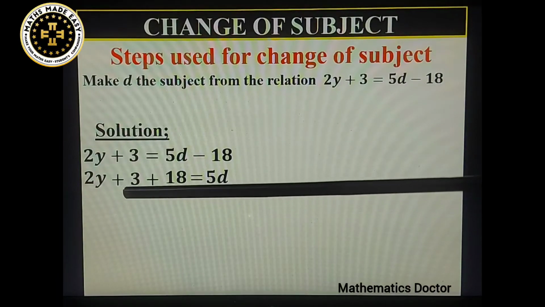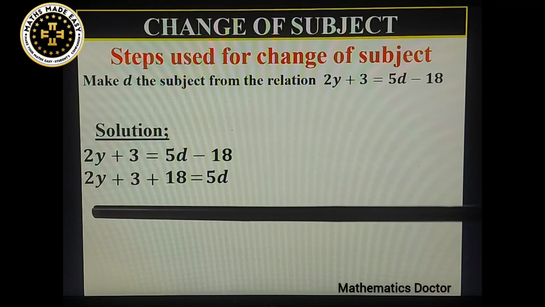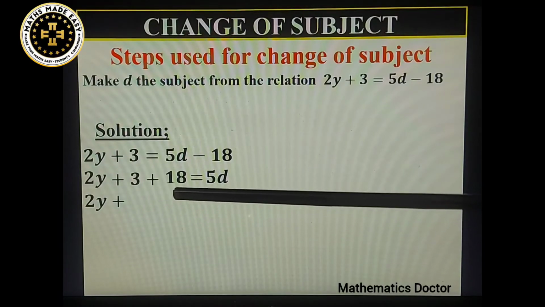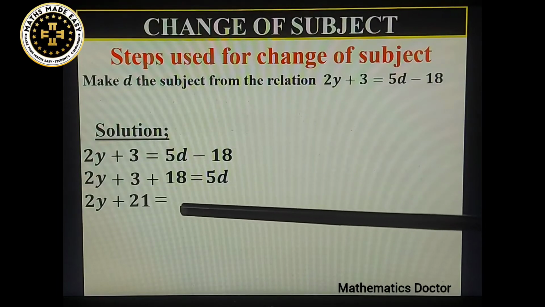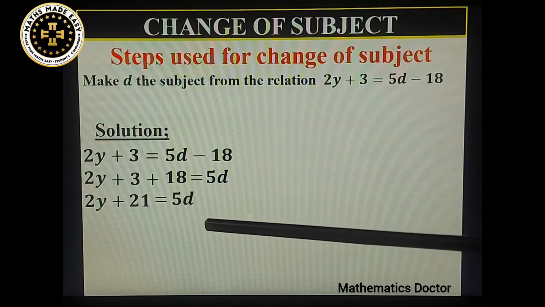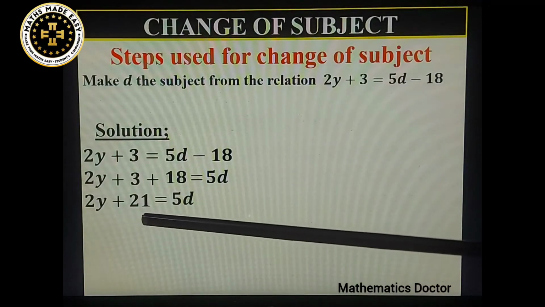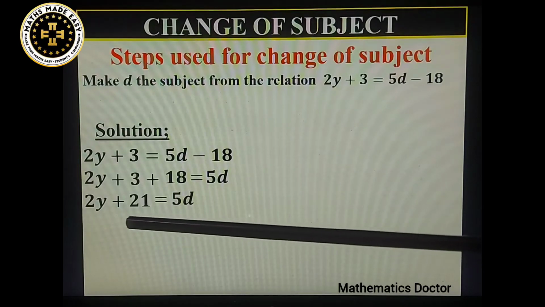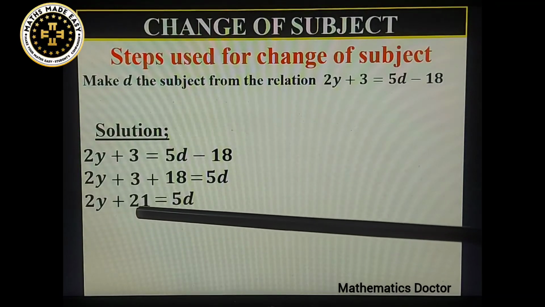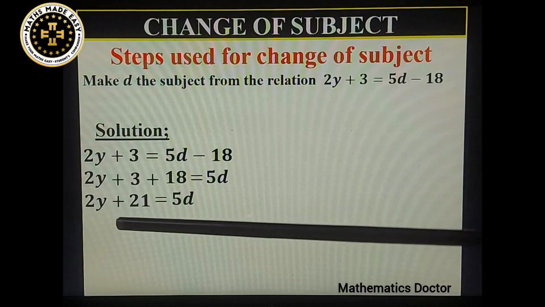Before that, we have like terms 3 and 18 that can be added. So let's simplify them. So we'll get 2y, which is having the variable y, plus, now 3 plus 18 will give us 21, so plus 21. Now that we've simplified it, let's bring the equal sign, which is the next sign, and our 5d will come. Now please take note that 2y cannot be added to 21. So 2y plus 21 will be a term on its own.